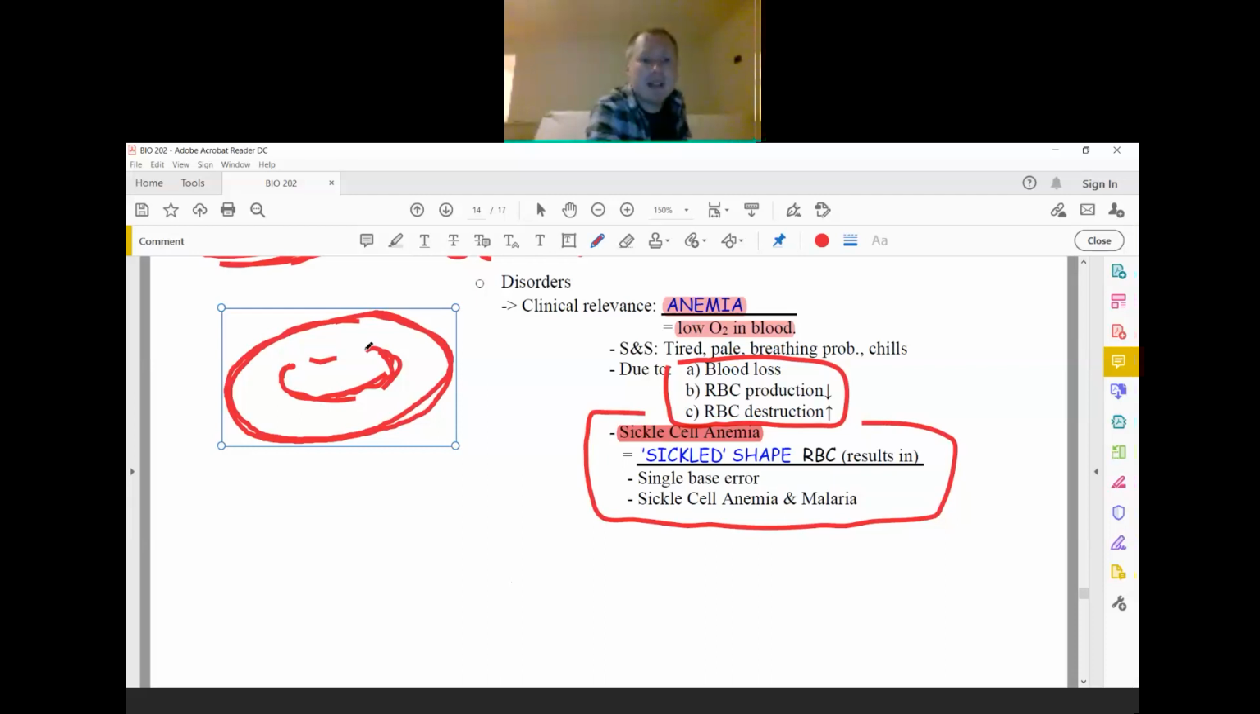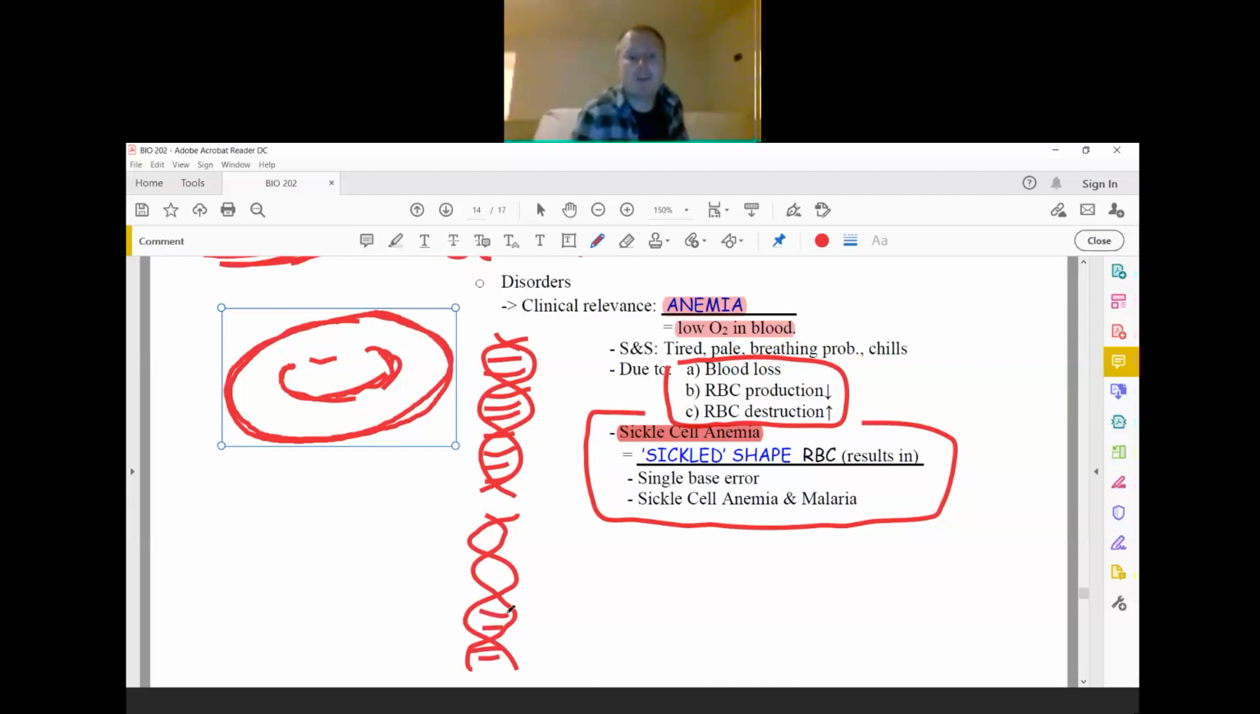However, if we have one error of one base within the DNA, so you remember DNA was this double helix structure, and these lines were bases, if one of these is different than what it should be, that will have a significant effect on what kind of red blood cell is produced. So let's have a look at that effect.